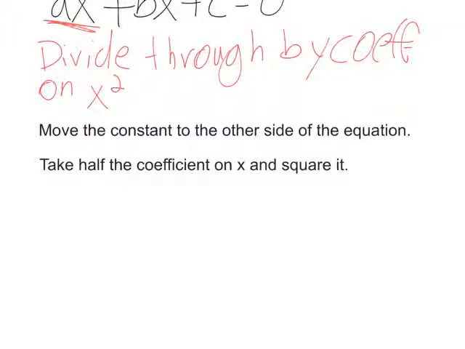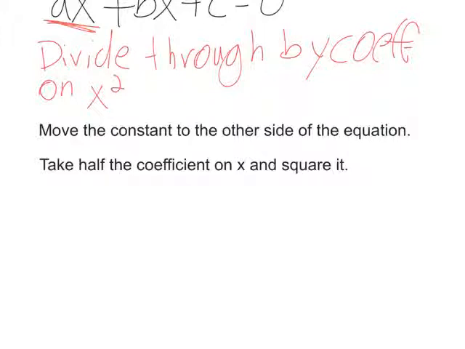Your next step is to take half the coefficient on x and square it, okay? That's going to give you a constant. This is the constant that you need to complete the square on the x squared and the x terms. Once you add this constant back to the side with the x squared and the x, you are going to have a perfect square trinomial at that point, okay? And so that's going to give you your square. That's the completing the square that the name of this method talks about.